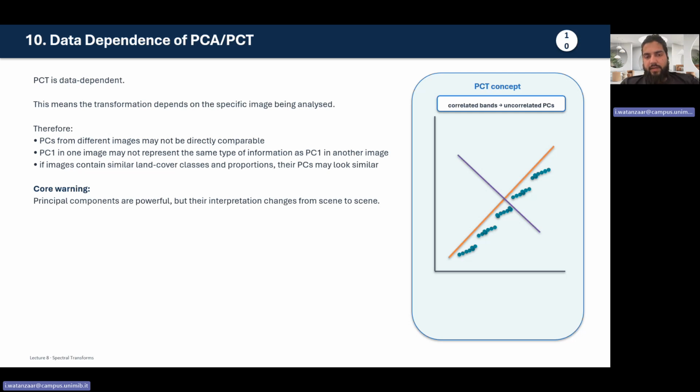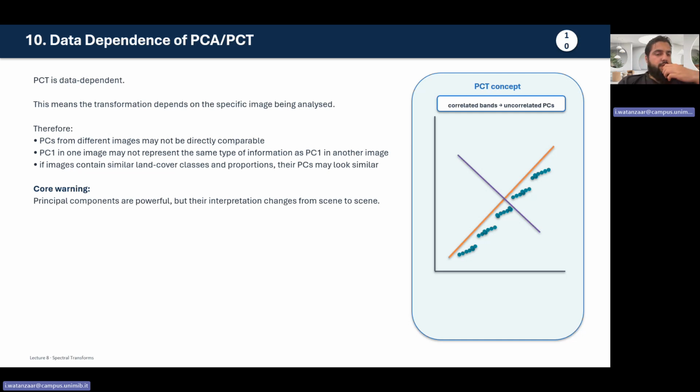If images contain similar land cover classes and proportions, this is one of the cases where we can compare, since the principal components may look similar. So this is a small chance. In time series analysis, it is obvious that new data will be captured in a different location. So principal components are powerful, but their interpretation changes from scene to scene.